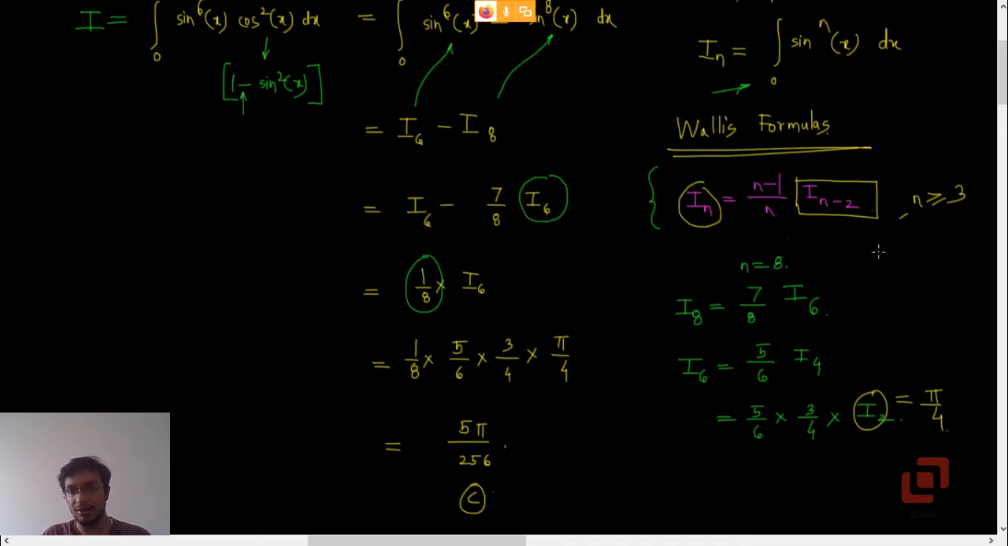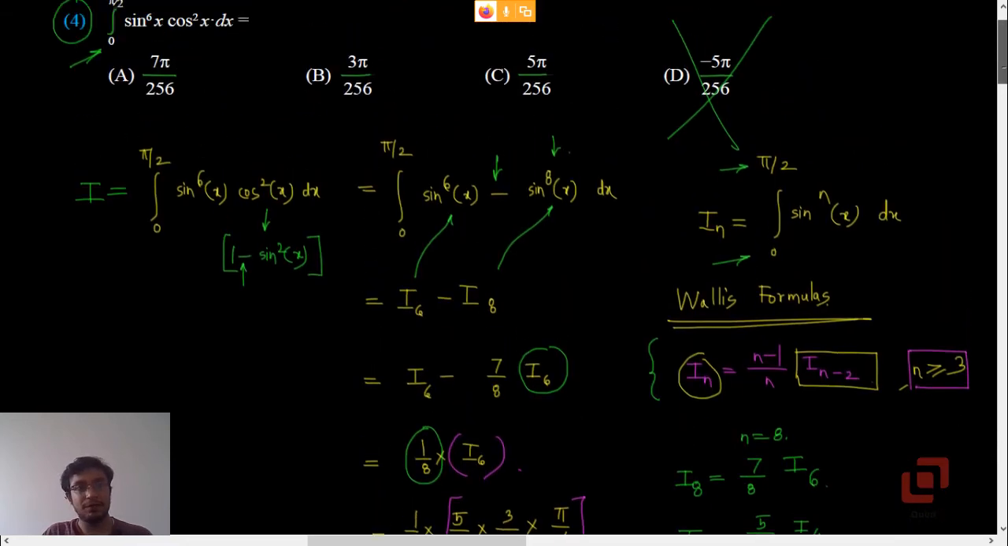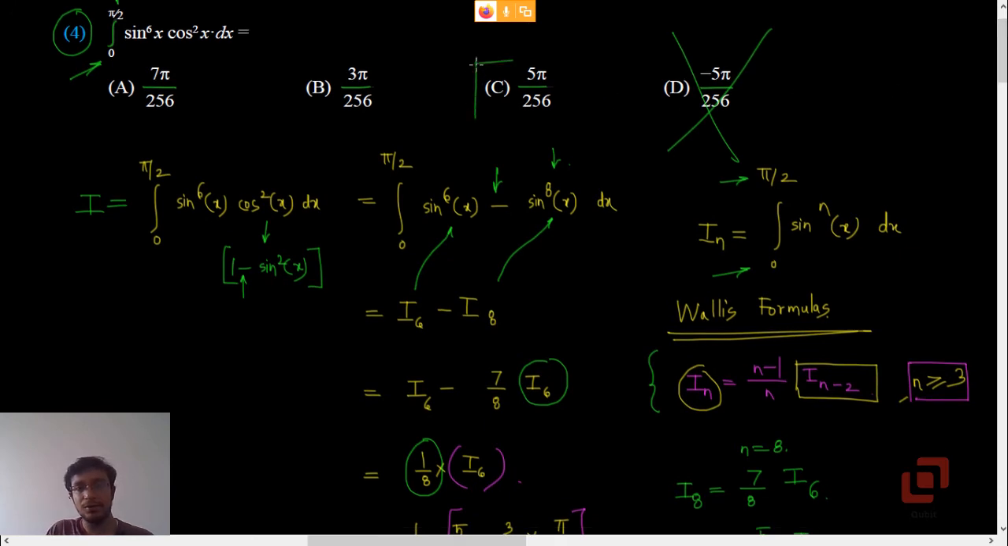This reduction formula applies only when n is greater than or equal to 3. If that is not true, then you cannot apply this. Fine. So it's 1 upon 8 into 5 by 6 into 3 by 4 into pi by 4. This value is of I6. If you do the calculations, it will turn out to be 5 pi by 256, that is option C. So knowing the Wallis formula helped us in solving the problem, and it also saved time.